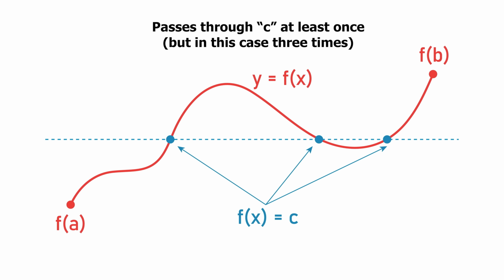But this simple idea took over 100 years to prove mathematically. It says that for any continuous function that starts at one value and ends at another, the function must pass through every value between them at least once. But what does this have to do with a wobbly table?